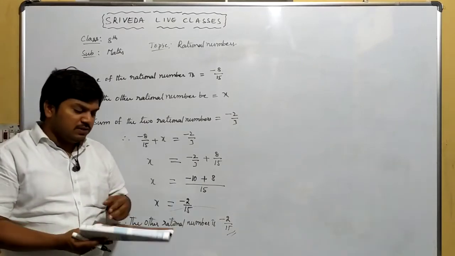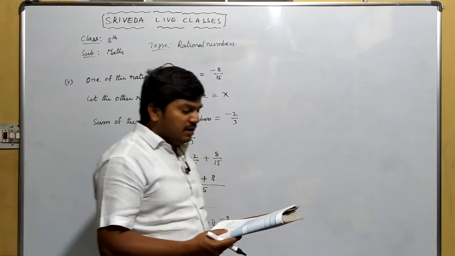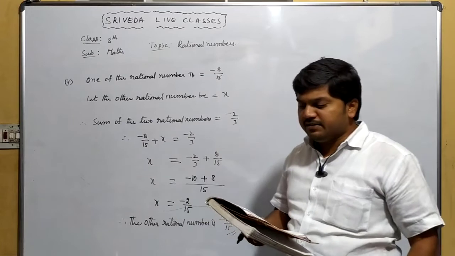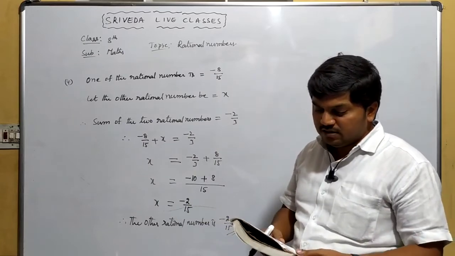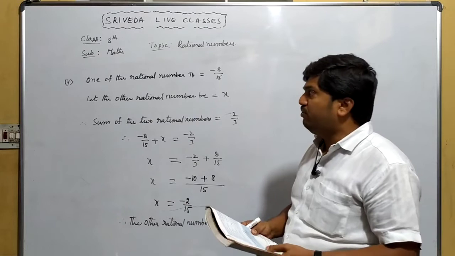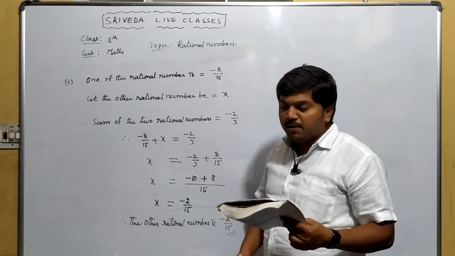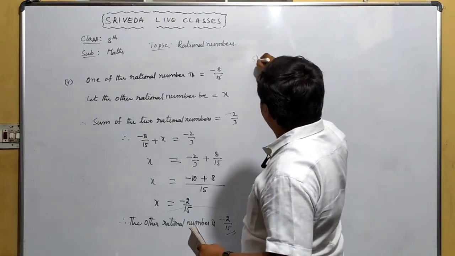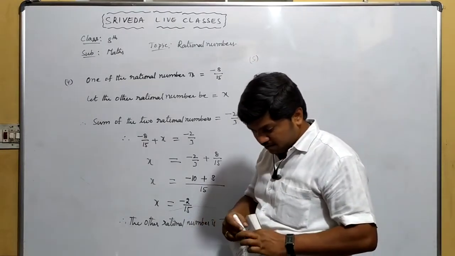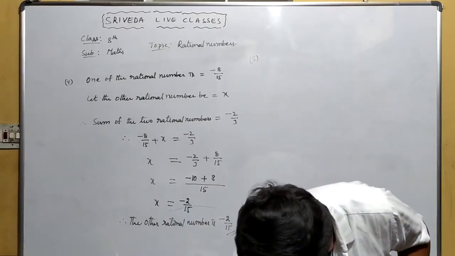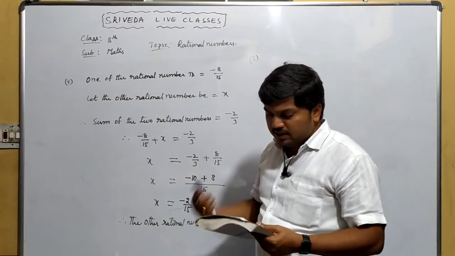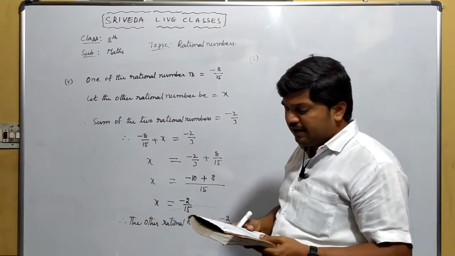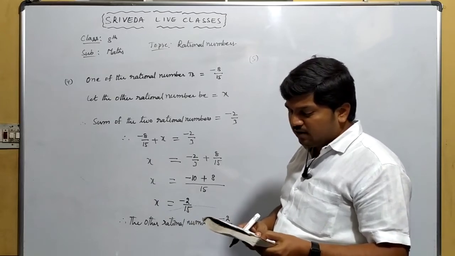So next one, we'll go through that. Fifth one: the sum of two rational numbers is minus 6. If one of them is minus 8 by 5, find the other. So fifth one, you can do on your own. What they gave? The sum of two rational numbers is minus 6. If one of them is minus 8 by 5, find the other.